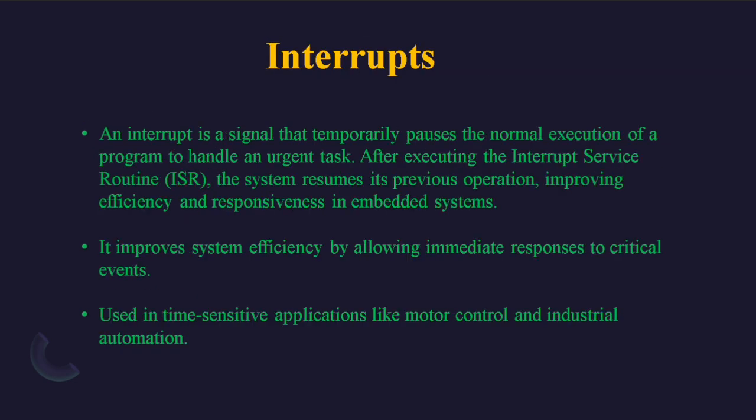Then interrupts. An interrupt is a signal that temporarily stops the normal execution of a program to handle an urgent task. After completing the task, the program resumes from where it left off. It also improves system efficiency by allowing immediate responses to critical events. It is used in time-sensitive applications like motor control and industrial automation.